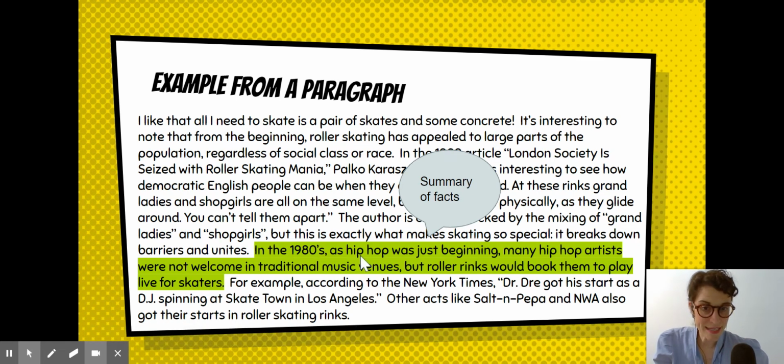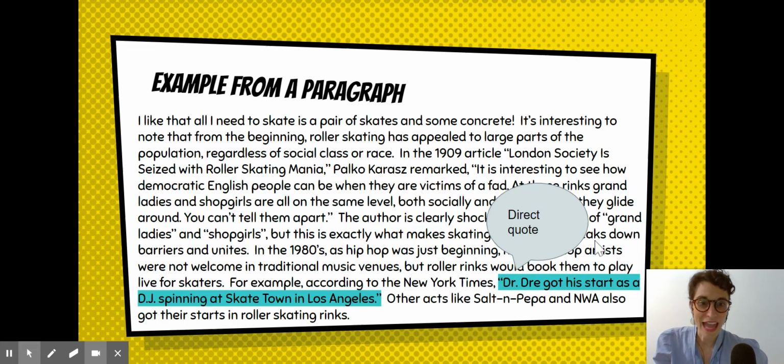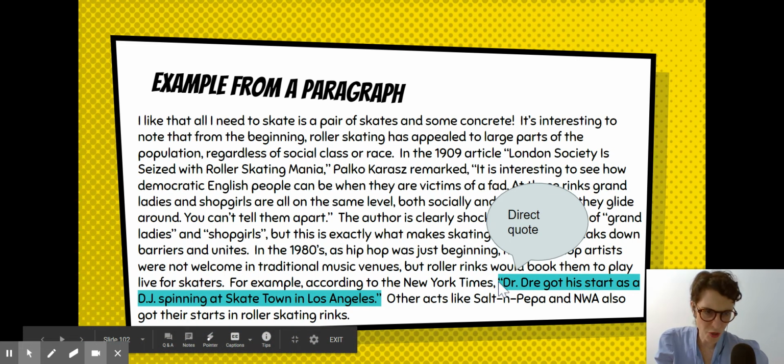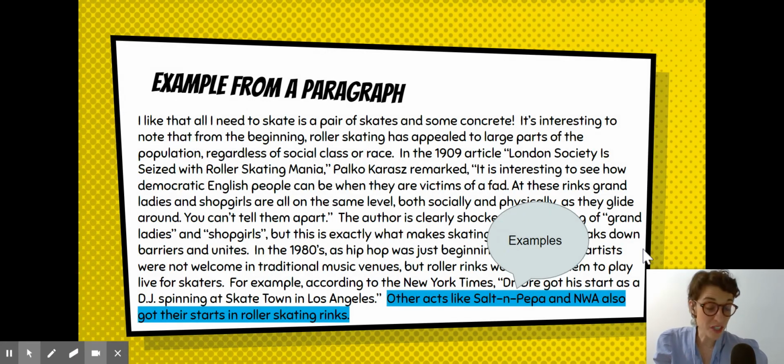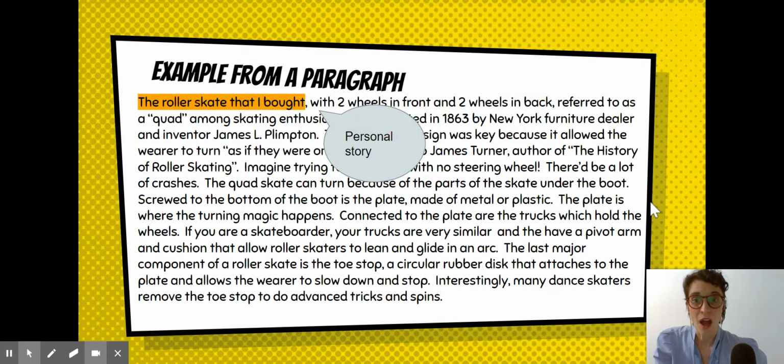In the 1980s, as hip-hop was just beginning, many hip-hop artists were not welcome in traditional music venues, but roller rinks would book them to play live for skaters. And then I gave another direct quote from my research from the New York Times, much more current. Dr. Dre got his start as a DJ spinning at Skate Town in Los Angeles. And then I gave just a few more examples to build to that. Salt-N-Pepa, NWA. Unless you're an 80s hip hop fan, you may not recognize those names, but that's okay. Google them. Okay.